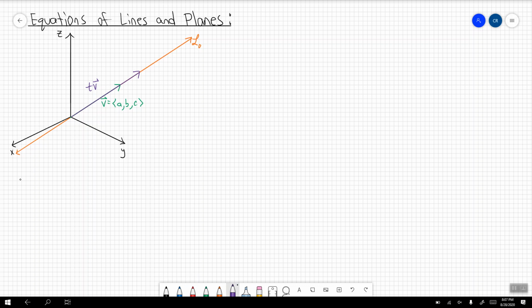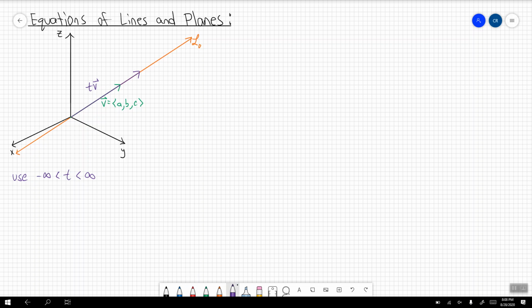Well, that is here. I am going to use the scalar t to say that t is unbounded. T is actually going to take on every single real number value between negative infinity and positive infinity. Therefore, vector tV, which is the scalar t multiplied by vector V, will be able to generate this whole line L naught. Now, that's really amazing.